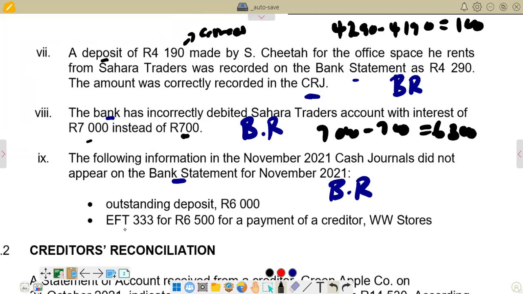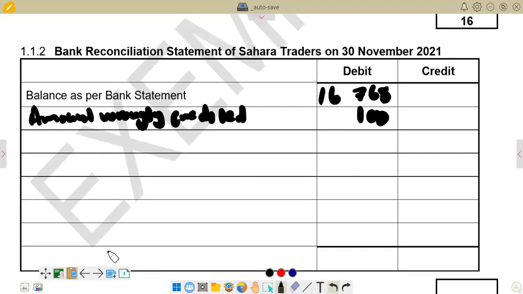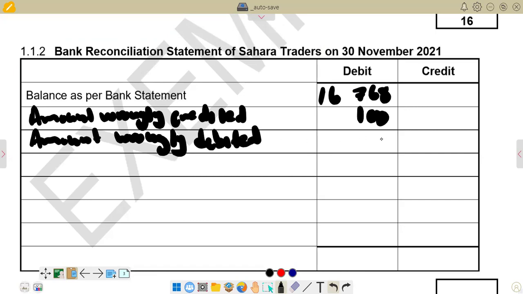So we go there. And on the description, we are going to say it's an amount wrongly debited. So here we are saying amount, the amount that we have is 6,300.